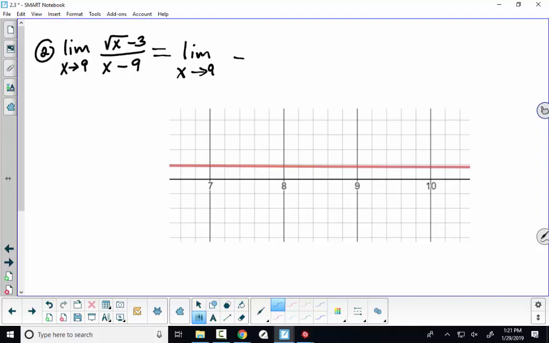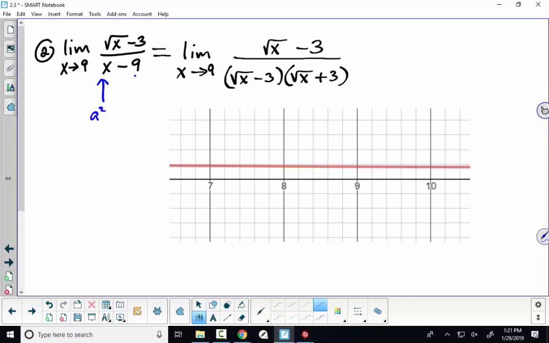Square root of x plus 3 and then square root of x minus 3? Yeah, square root of x plus 3, square root of x minus 3. Because again, we're viewing this x minus 9. That x is our a squared. The 9 is our b squared. So if a squared is x, a is root x. If b squared is 9, b is 3.